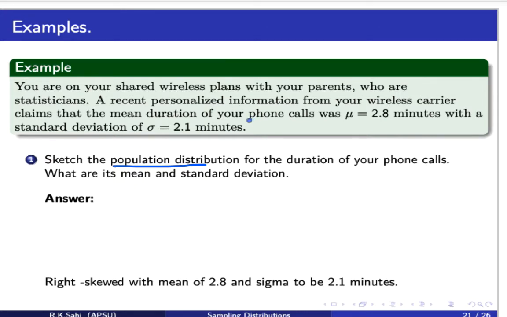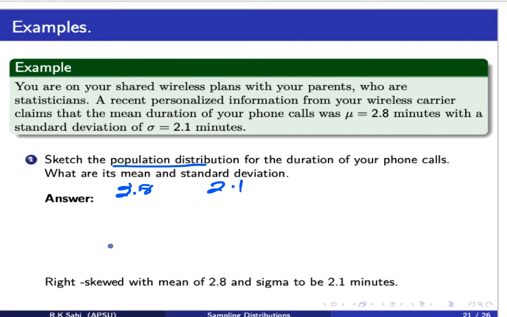Now remember, this is the population distribution. In other words, in this problem, you are on a shared wireless plan, and the wireless carrier says that the mean duration of your phone calls was 2.8 minutes and a standard deviation of 2.1 minutes. So for this population distribution, the mean is what? 2.8 and standard deviation 2.1.